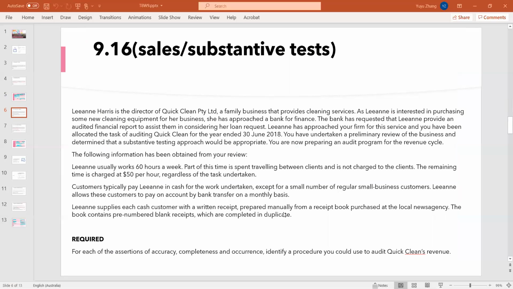Okay, question 9.18, it is about the sales cycle, and the requirement here, based on the case of Quick Clean company's audit, is: for each of the assertions of accuracy, completeness, and occurrence, identify a proper audit procedure. As we usually do, we understand the requirements, that is, for each of the assertions, accuracy, completeness, and occurrence, to design the audit procedure. And also we need to analyze the case by highlighting the key information.